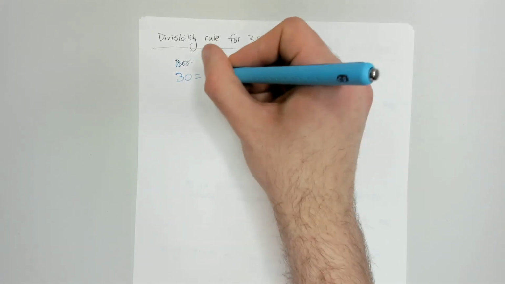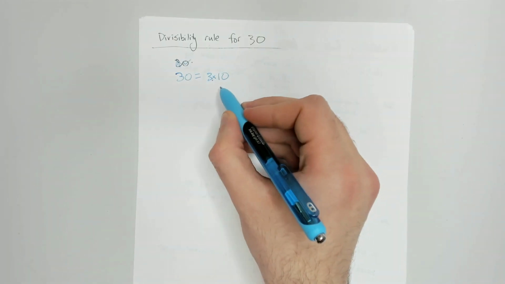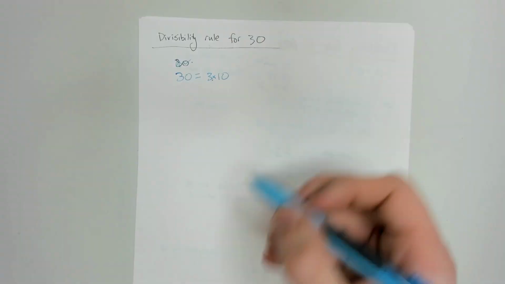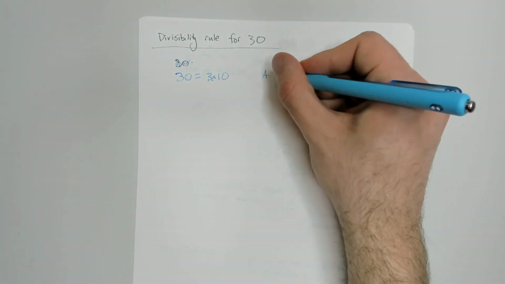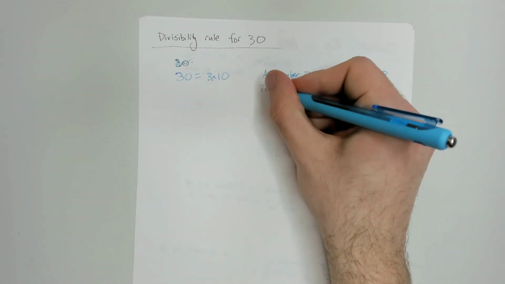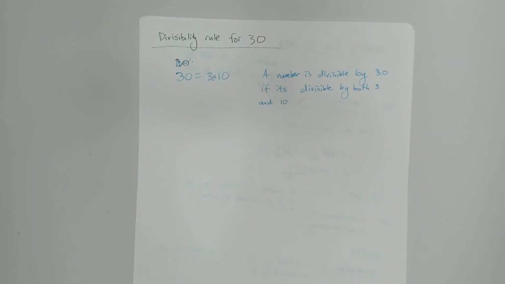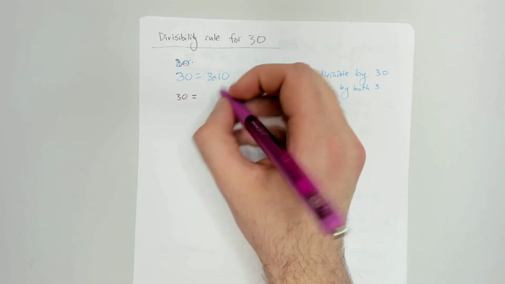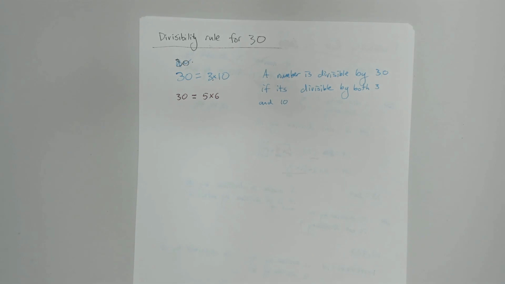Now, let's try the divisibility rule for 30. So we can write 30 as 3 times 10. So 3 and 10 are coprime with each other, so we can reliably make a divisibility rule for this. So we can say then that a number is divisible by 30 if it's divisible by both 3 and 10. But you might notice that we could actually come up with another divisibility rule for 30. We could say that 30 is 5 times 6. 5 and 6 are also coprime with each other.